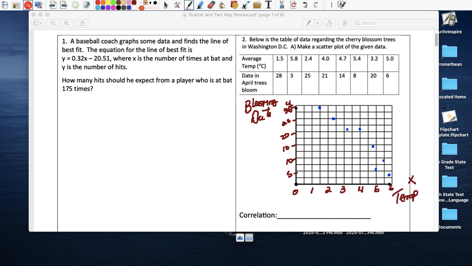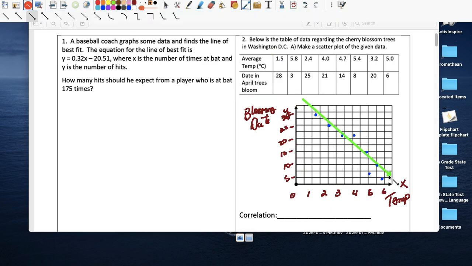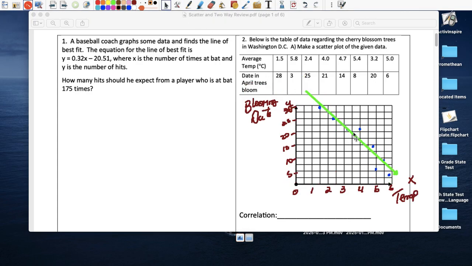So I'm going to say that there is, right? And that's my line of best fit. But there is a negative correlation here. Pretty strong one, right? Let me move this guy here, just like that. So I'd say that it's a strong negative correlation. The higher the temperature, the sooner in the month the cherry blossoms bloom.